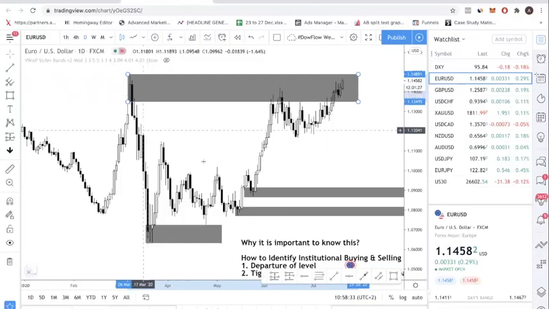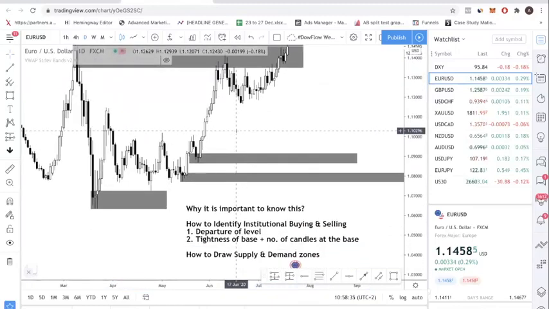Institutional buying and selling is the same as supply and demand zone. But please do not confuse that with a support and resistance zone. Support and resistance zone is just a line that the market is reacting to, but that doesn't mean that is the level that institutionals are going in at. So that's a very important differentiating factor between support and resistance versus supply and demand zone. In today's video, I will show you how to identify just that.